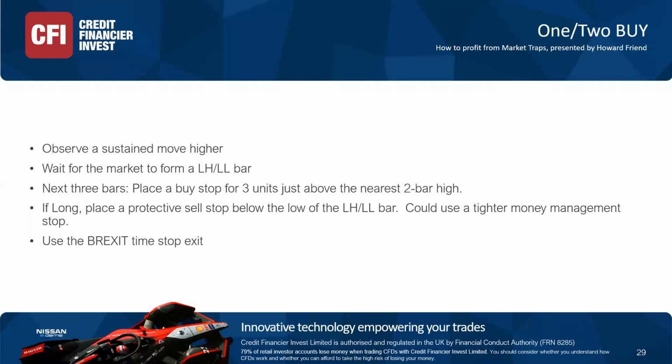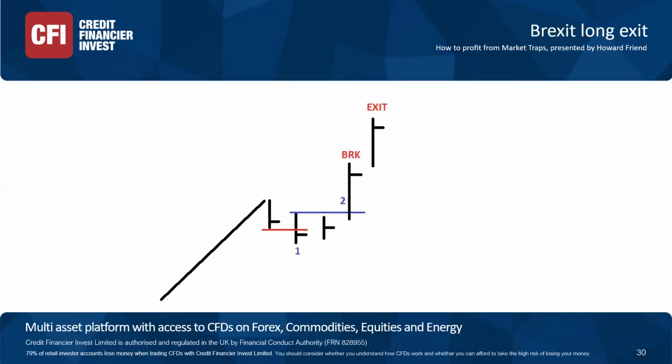I also say you could use a tighter money management stop. Sometimes that 1 bar is very, very big. So sometimes a tighter money management stop could be the order of the day. With regards to the time exit, I've got one which I call the Brexit time stop exit. And it's nothing to do with the UK leaving the European Union. It's essentially the market breaks through the trigger level, the blue line, and then I'm waiting for the close of the next bar to exit the position.